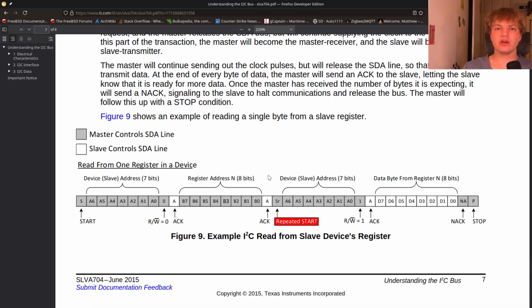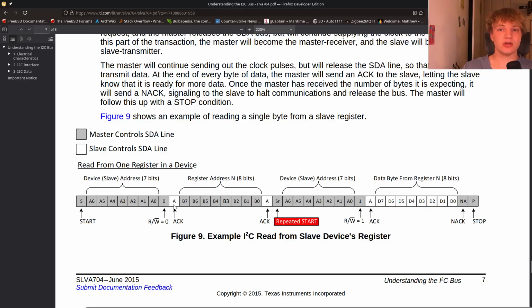So if I want to read from a register on my slave, the first thing you'll notice, as I said before, is this thing right here. We give it the start condition with the address, and we still have this read/write bit set to 0 as a write, which is interesting. The slave then sends an ACK of its address. So basically, all this does is say, hey, I want to talk to you.